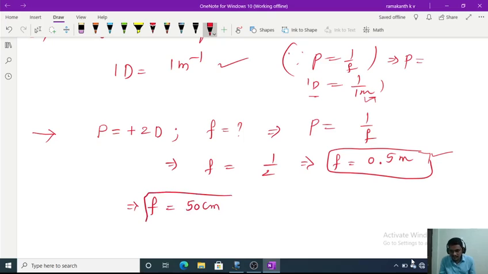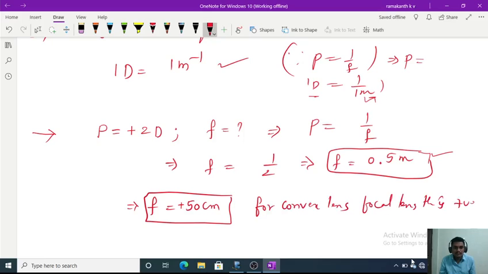This is the lens we need to use to correct the vision, which was prescribed by the optician, and we got a positive value. For a convex lens, the focal length is positive. So definitely we got a positive focal length, and the lens prescribed by the doctor is the convex lens.